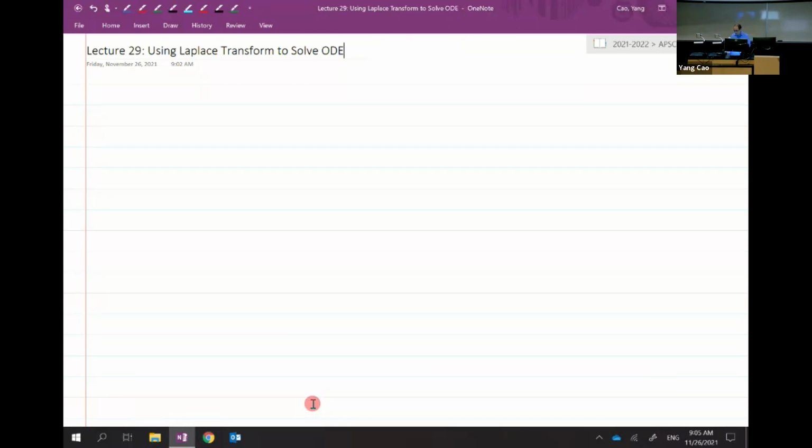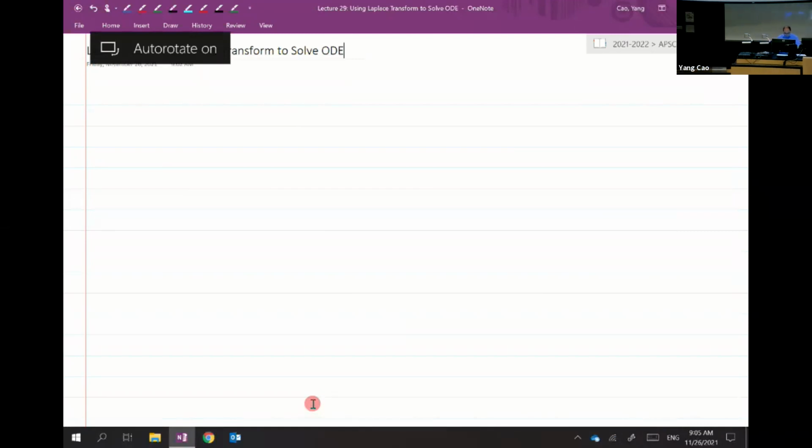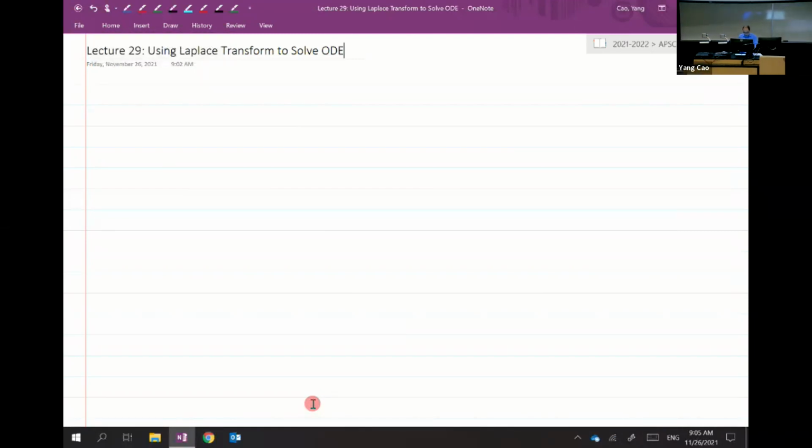So today we're going to carry on with applications of Laplace transform. In the previous lecture, we covered using Laplace transform to solve convolution, and also we demonstrated with a generic example how to use Laplace transform to solve a second order ODE. So today let's continue on the topic. Okay, so using Laplace transform to solve ODE. Now we'll look at more detailed cases.